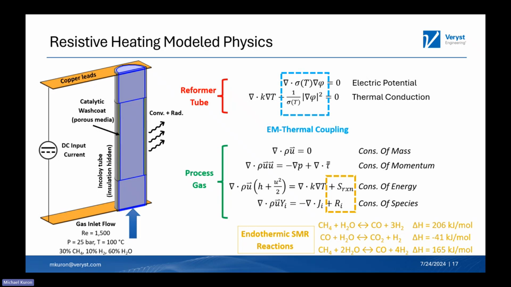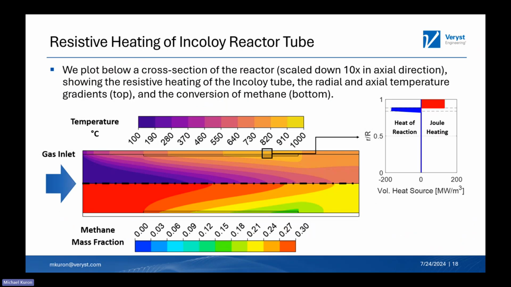So we list here the SMR global reaction equations. As you can see, those are strongly endothermic, meaning that all the energy we're generating through the resistive heating of the Inconel alloy tube is used to power, or basically provide energy to, the endothermic SMR reactions. And so we solve this fully coupled set of equations, the electromagnetics, the flow, the heat transfer, and the species in COMSOL in a fully coupled manner to predict what the temperature rise and the methane consumption profiles look like in a reactor that's constructed in this manner.